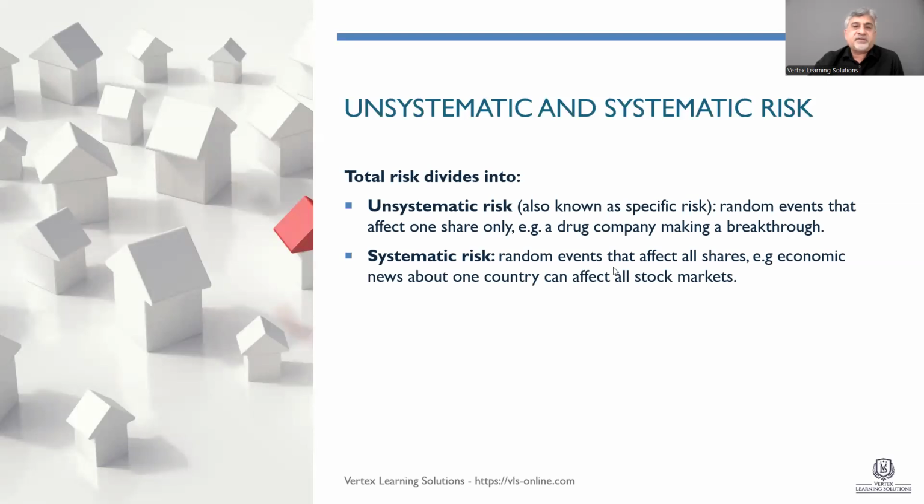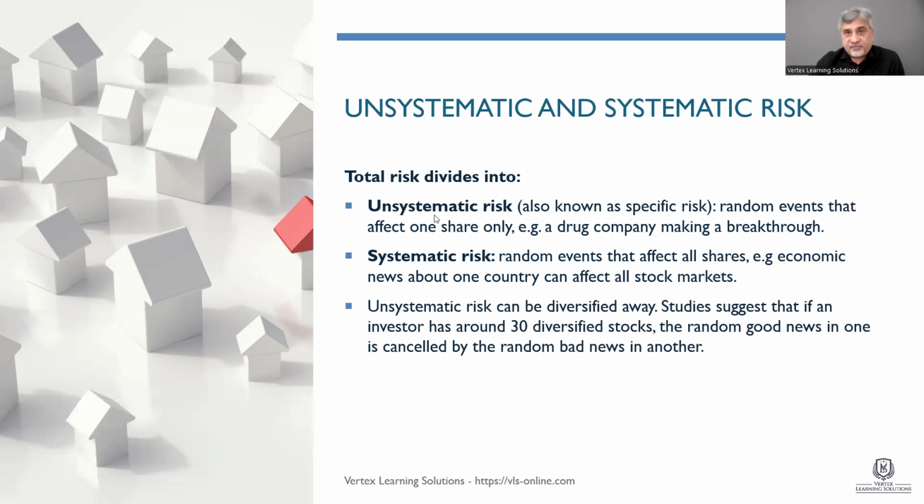Whereas the systematic risk, these are the random events that affect all shares. Example, economic news about one country can affect all stock markets within that country. Remember that a few years ago, we faced that COVID-19 thing. That was a random event, and it did not affect only one specific business or one specific company's shares. It actually affected everyone. So we call it systematic risk. This is a risk which is attached to the entire system. Unsystematic is for one company, which is facing some trouble because of some events which are happening to that company only.